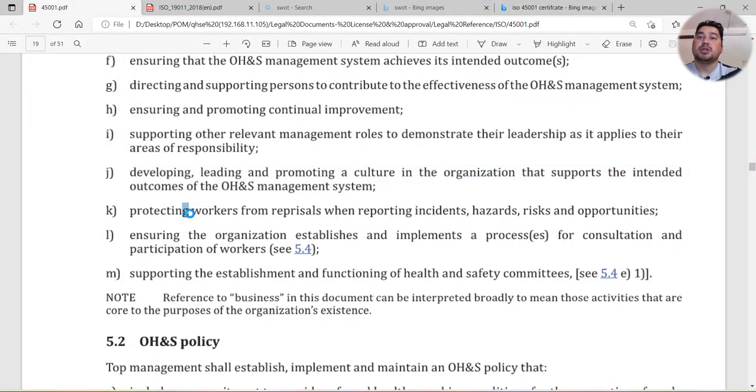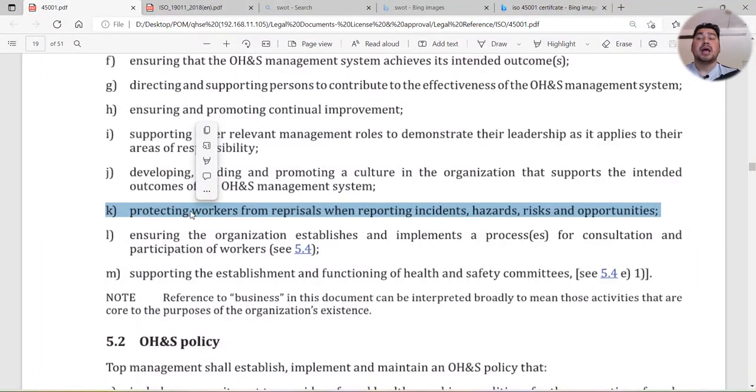After then, protecting workers from reprisals when reporting incidents, hazards, and risks and opportunities. If any worker is reporting any hazard, risk, opportunities, or incidents, how is your system going to protect them from reprisals, from termination, from discrimination, from any other unwanted things? So these things also you have to identify. That is also one of the commitments of top management.